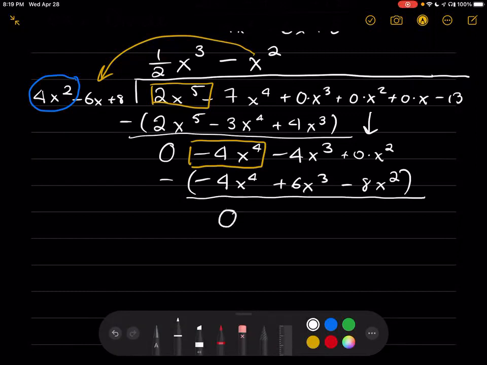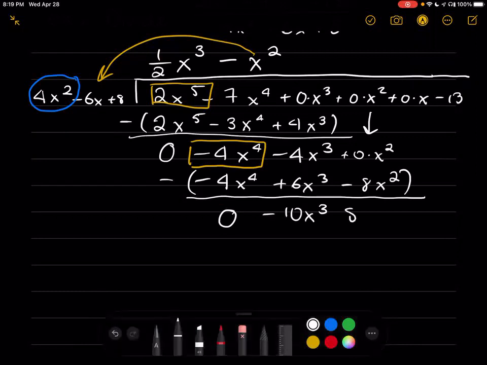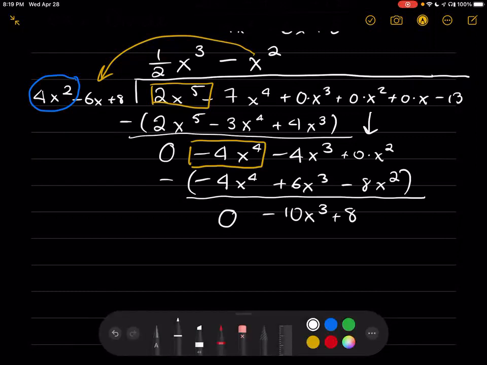That cancels out, that goes to 0, that's good. And then a minus 4x cubed minus 6x cubed, that's going to be a minus 10x cubed. And then a 0 plus 8x squared, sorry, that's going to give us plus 8x squared. Drop down that 0 term now, plus 0 times x. And then we do the same thing again.